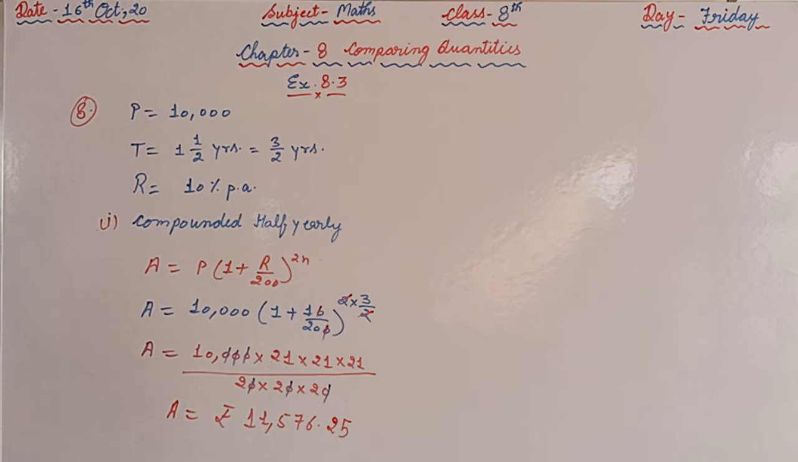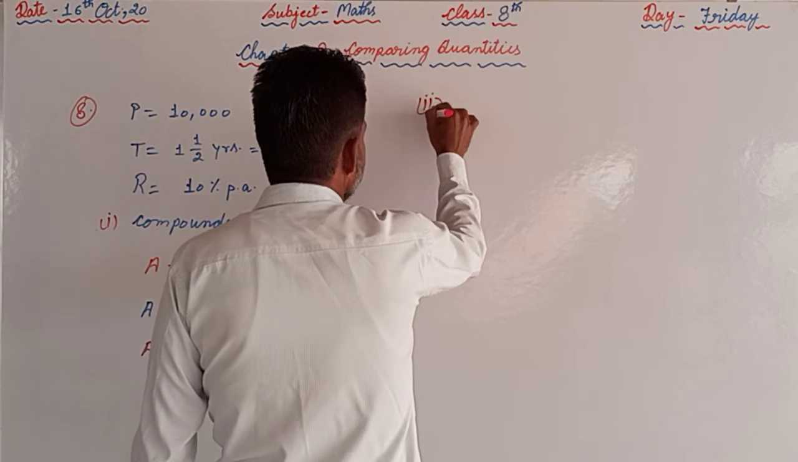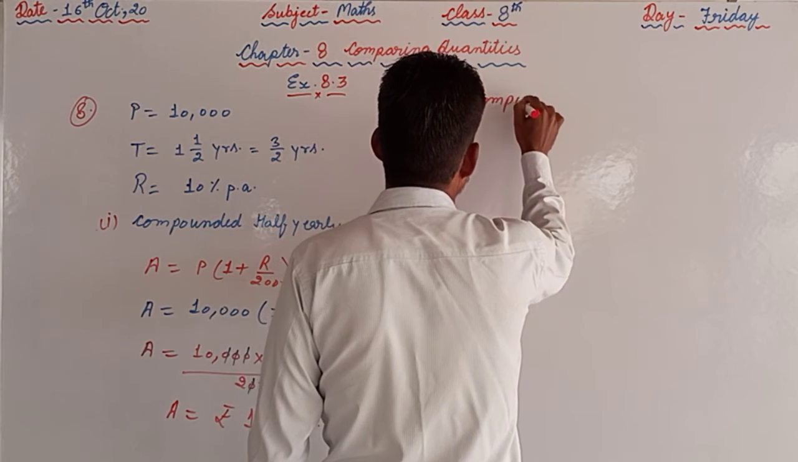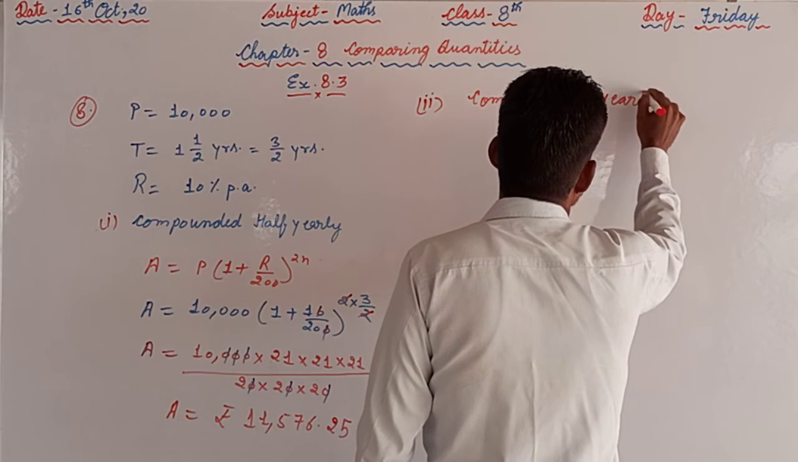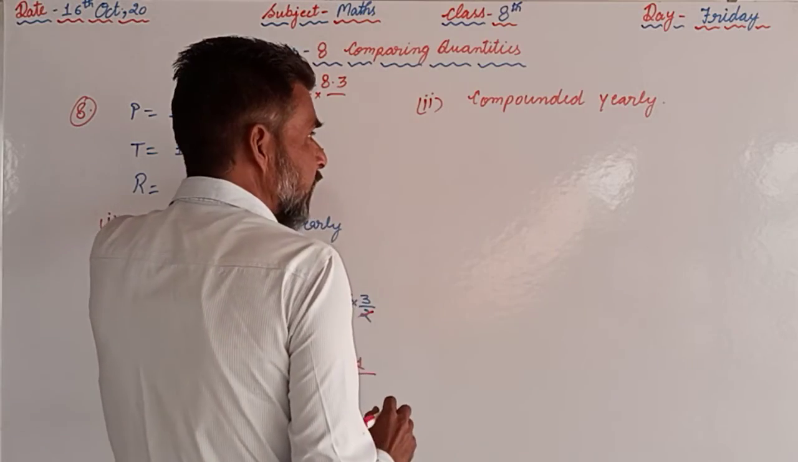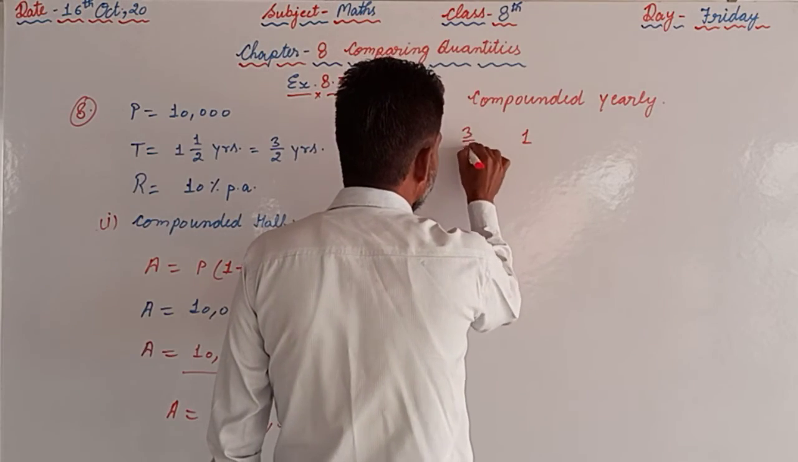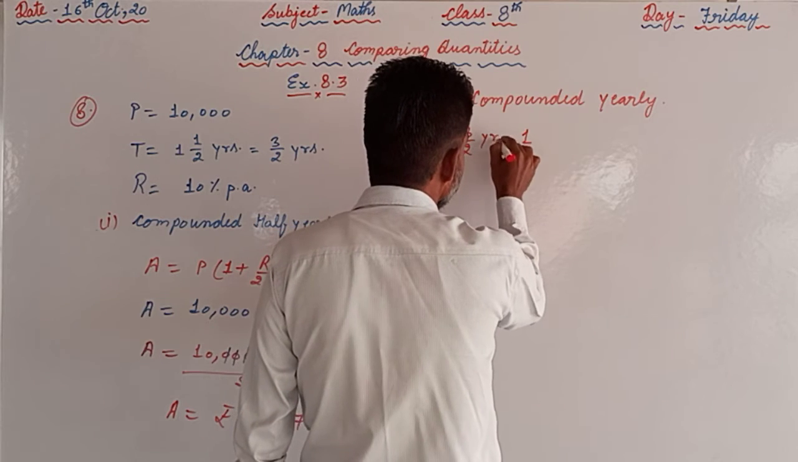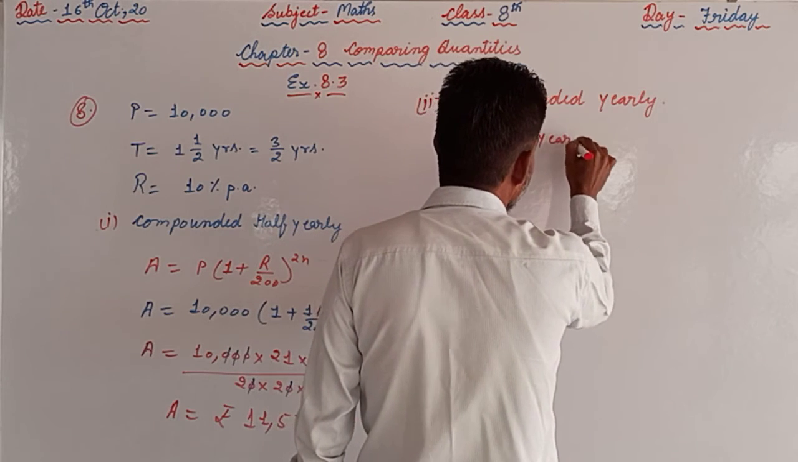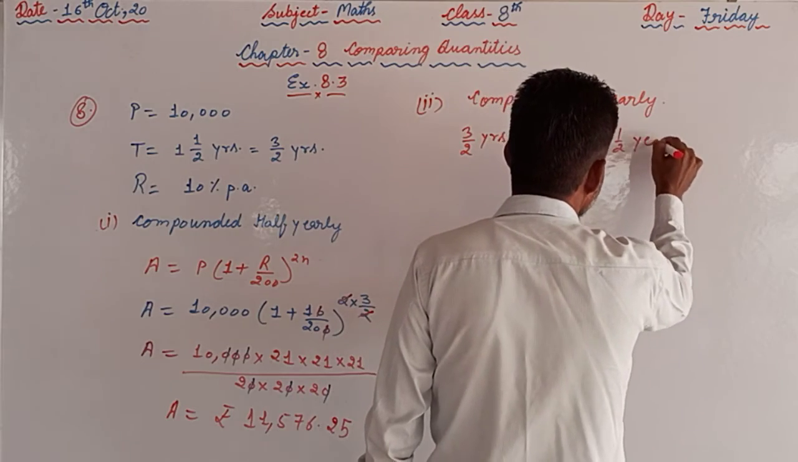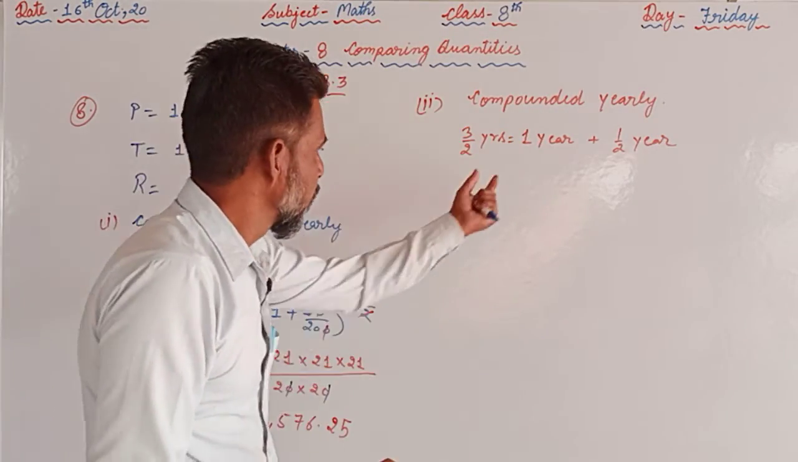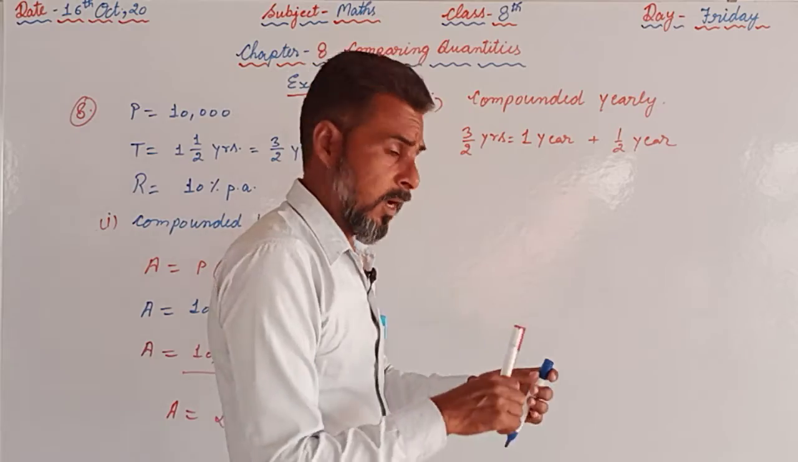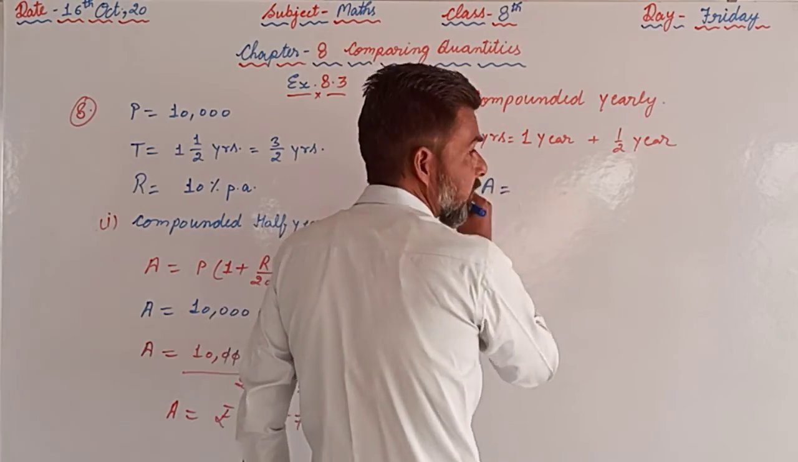Now for the second case, in the second case we are having that when the interest is compounded yearly. For compounded yearly, 1.5 years means 1 year plus half year. So the interest will be compounded yearly, means after 1 year. So for the first year we will find the amount, now that is compounded yearly.